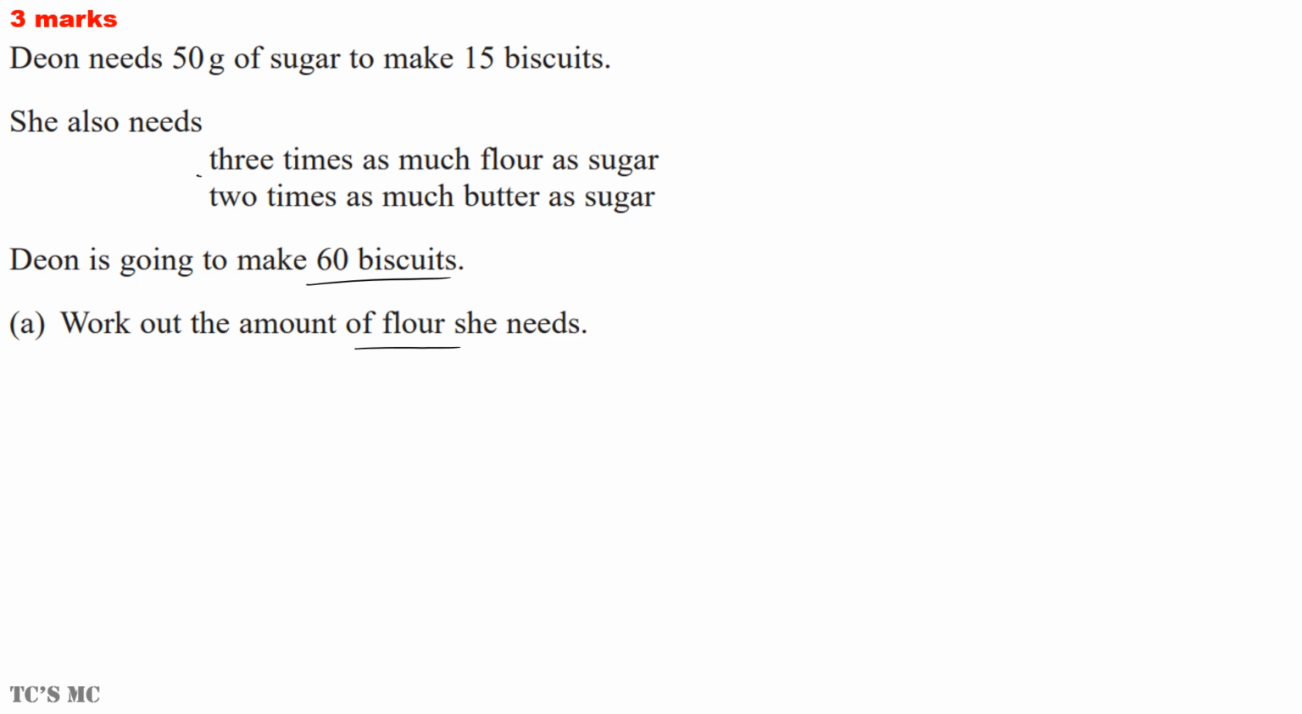So here it says 3 times as much flour as sugar. So sugar was 50 and she needs 3 times as much, so multiply by 3. She needs 150 grams of flour. Now I have 1 mark, and now I can go back to my headings that I use. I've got flour and I've got biscuits.